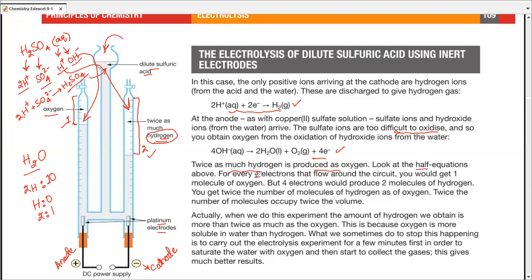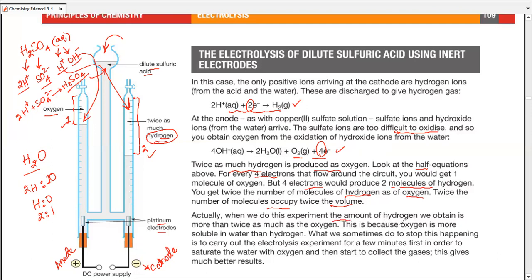Look at the half equations for every four electrons. And this is the explanation of it. For every four electrons given out when oxygen is formed, we can use two of them to produce one mole of hydrogen, and again, two of them to produce a second mole of hydrogen. So four electrons would produce two molecules of hydrogen or moles of hydrogen, whatever you'd like to say. Both ways it's fine. So twice the molecules of hydrogen as of oxygen, or twice the volume. It covers twice the space.